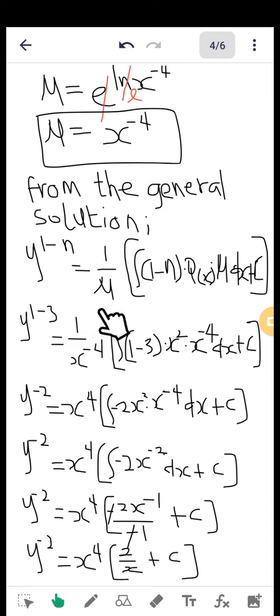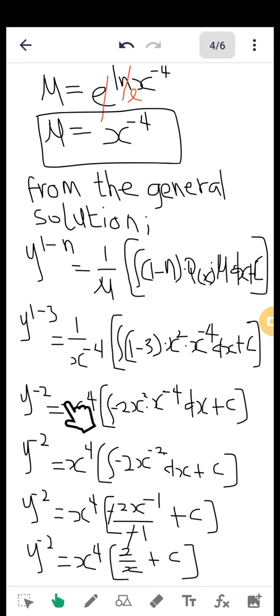The mu we obtained is x exponent minus 4. So I can get 1 over x exponent minus 4 multiplying the integral of the same thing, 1 minus 3 x squared multiplying my q of x. Note that the q of x was x squared from the equation. Then my mu is x exponent minus 4 dx plus c. So y exponent minus 2, because 1 minus 3 is minus 2.